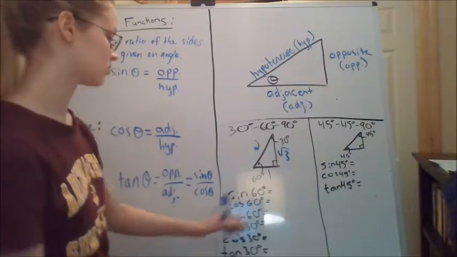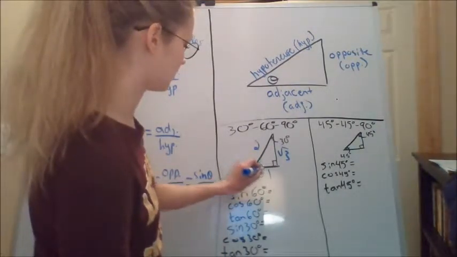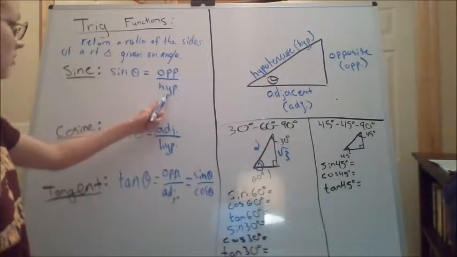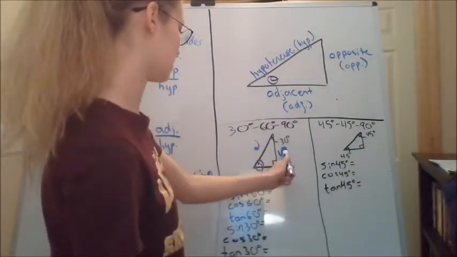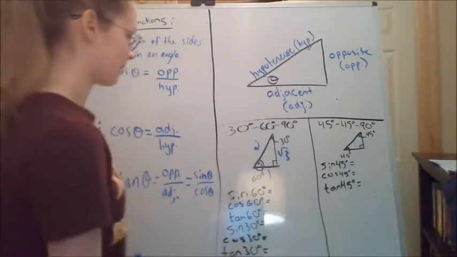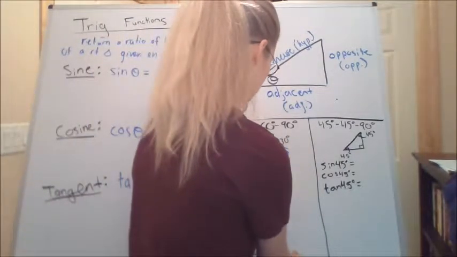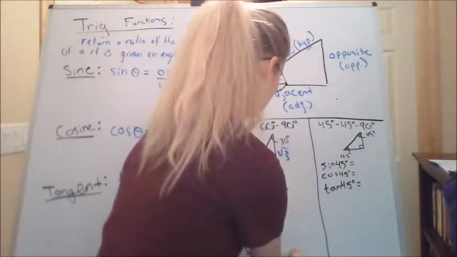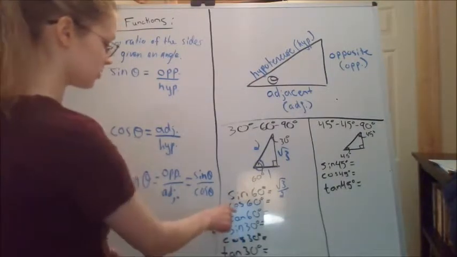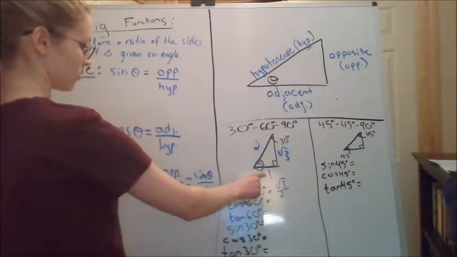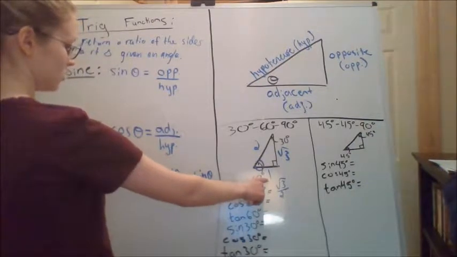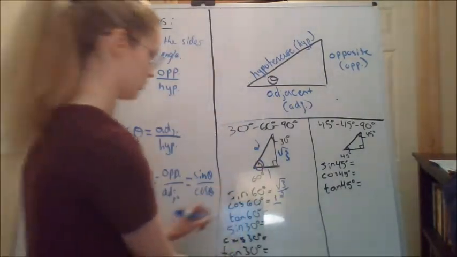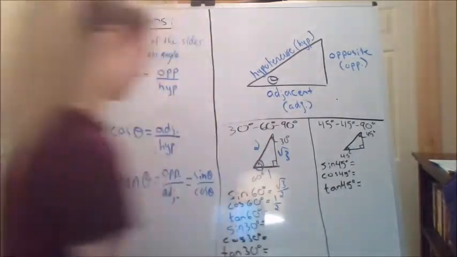To calculate this, we look at this 60 degree angle. Sine of theta is opposite over hypotenuse. The side opposite this angle is square root of 3, and we divide that by the hypotenuse length, which is 2. So we get square root of 3 over 2. Next we have cosine of 60 degrees. We start here again and look at the adjacent side, which is 1, and divide 1 by the length of our hypotenuse, which is 2. So we get 1/2.